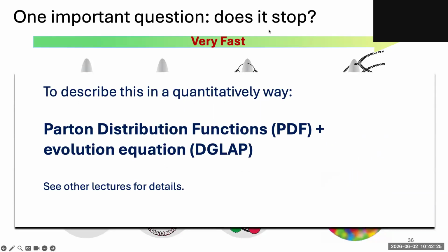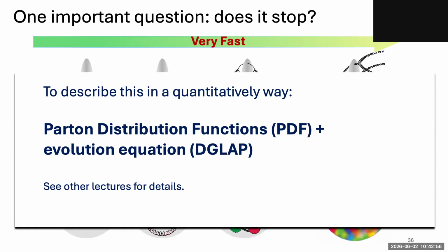If you wanted to describe this in a quantitative way, we need the DGLAP evolution. The DGLAP evolution is trying to, exactly as you said, help you understand this evolution, right? And of course, you also have the so-called parton distribution function. I hope by now you have heard about this term. It describes the probability of finding a parton inside the proton in a one-dimensional space.